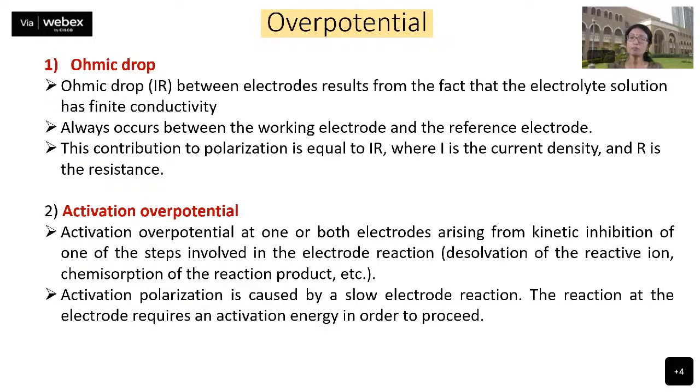Then there is the contribution from activation overpotential. Generally it occurs at either one or both of the electrodes, and it is the kinetic inhibition of one of the steps involved in the electrode reaction. So it can be either dissolution of the reactive ion, or it can be chemisorption of the reaction product. So activation polarization, we generally say, arises due to slow electrode reaction. The reaction at the electrode will require an activation energy to proceed. So whatever reaction we saw at the surface of the electrode also requires some kind of energy to start, and that is the activation overpotential.